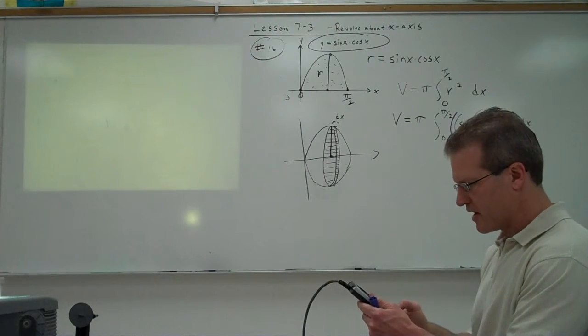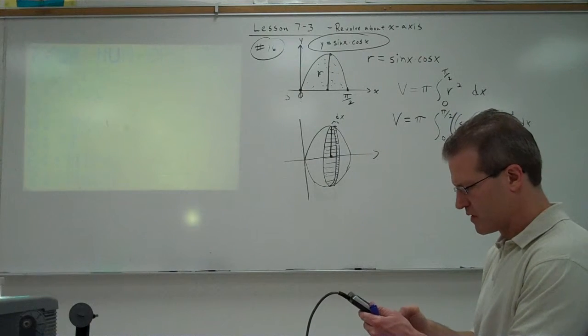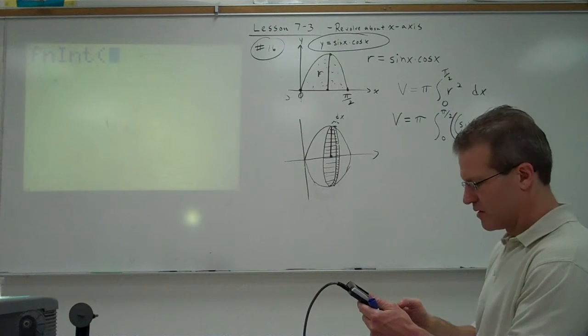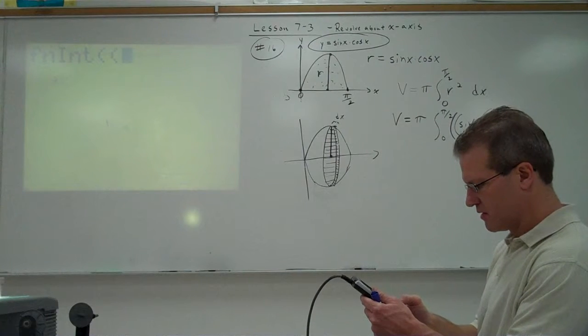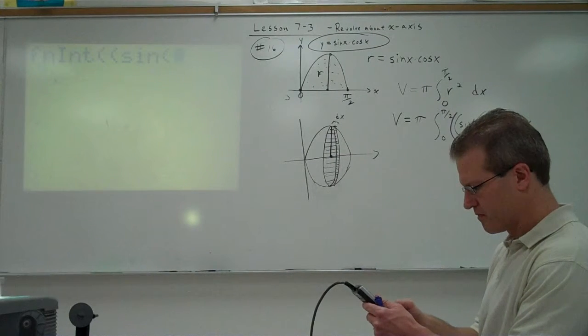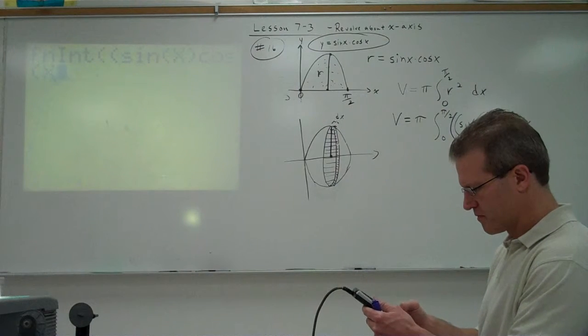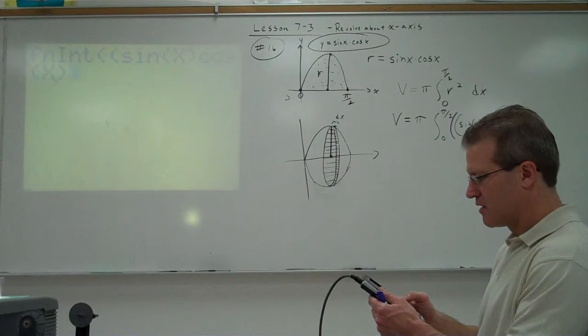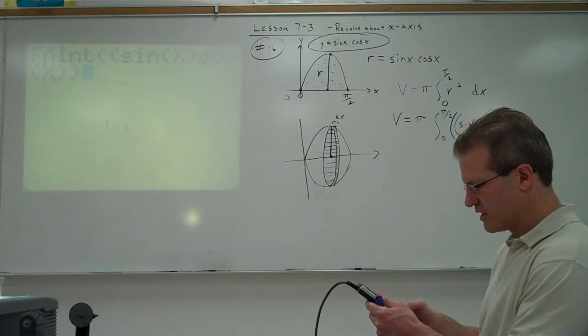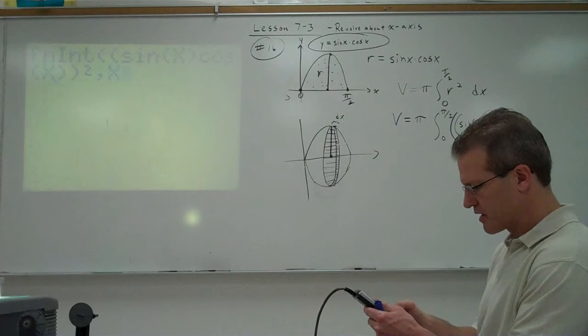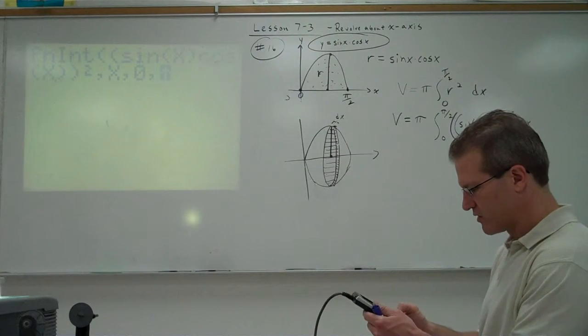So I'm going to push math 9, type in left parenthesis, sine of x, cosine of x, and then, I better, another parenthesis, and then squared, and then comma x, comma 0, comma pi halves.